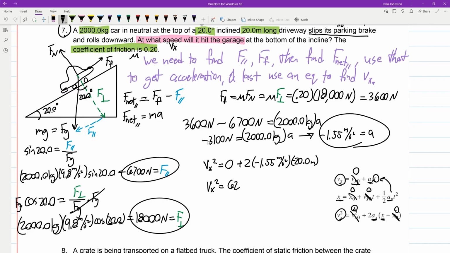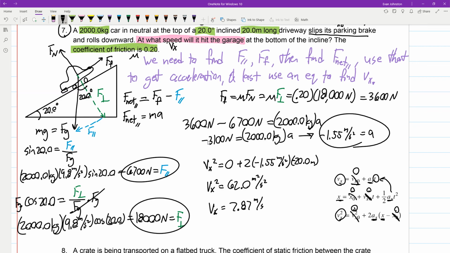So 62 meters times meters, we have meters squared over seconds squared. And well, the square root of that just is 7.87. So rounding it again to kind of 2. Actually, we should have 3 sig figs here. So this should be actually 62.0 meters squared over seconds squared. And the square root of that ends up giving us 7.87 meters per second. And it's going downhill.